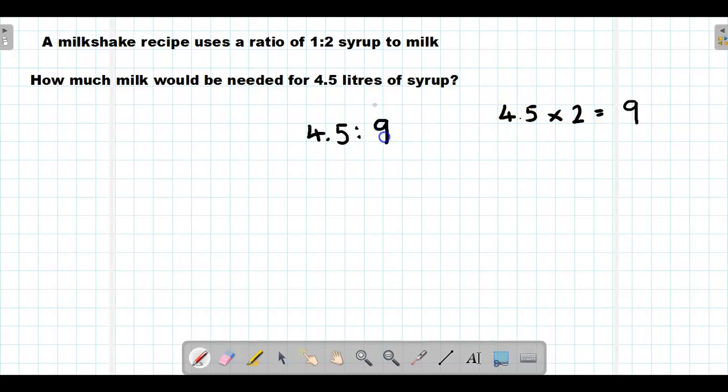So, does that look right? 1 to 2, 1 is 4.5, the other side 9. Yes, it does. So, how much milk would be needed? 9 litres would be my answer for that.